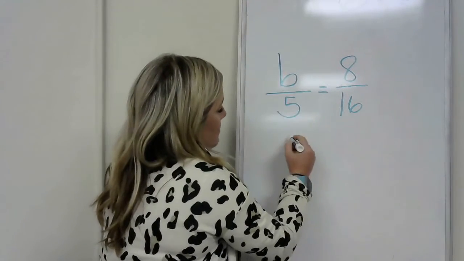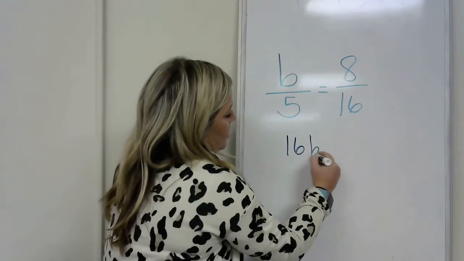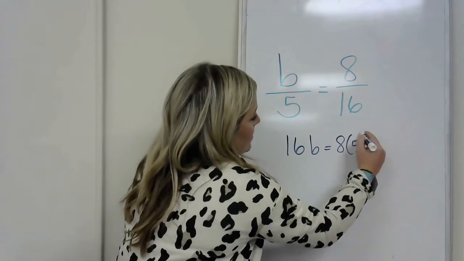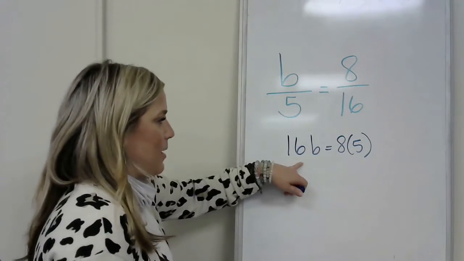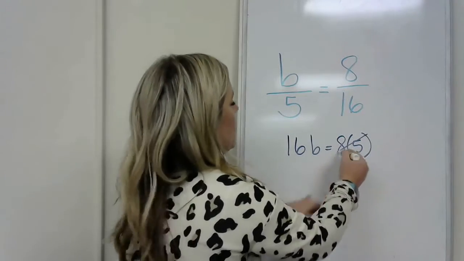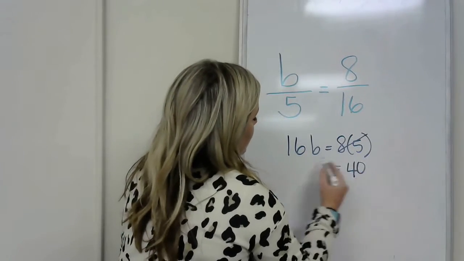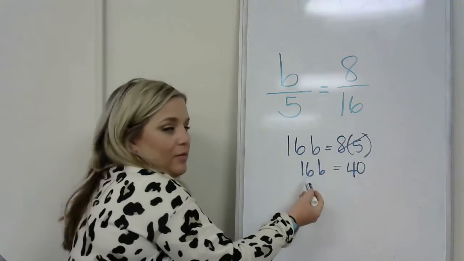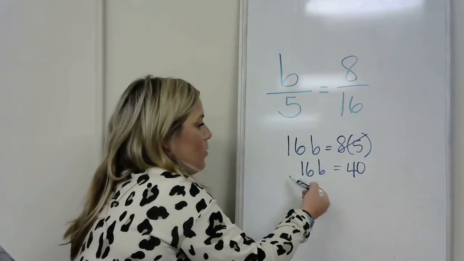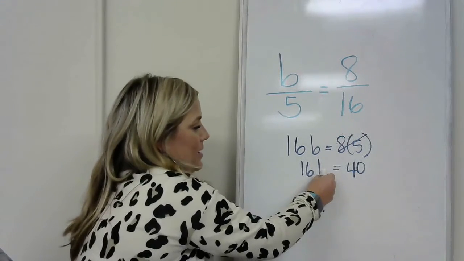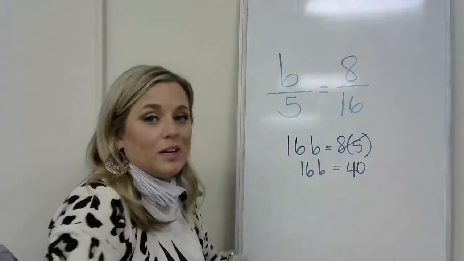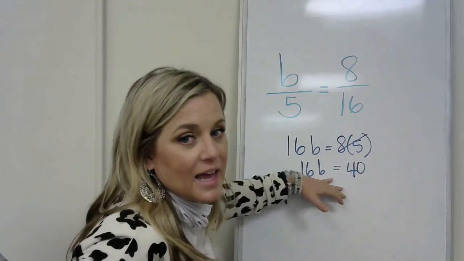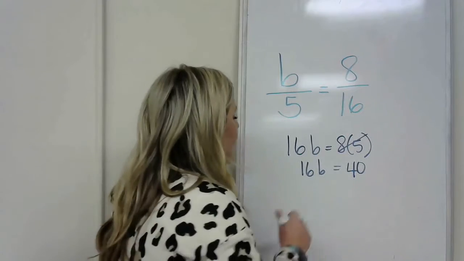We have 16b. 16 times the letter b is equal to 8 times 5, okay? And then we solve that by doing 8 times 5, which is 40. And we still have 16b. Now, we need to get rid of the 16, because we just need b by itself. So the only way to get rid of 16 is to undo what we're doing right here, which is multiplying, and we do the opposite by dividing.